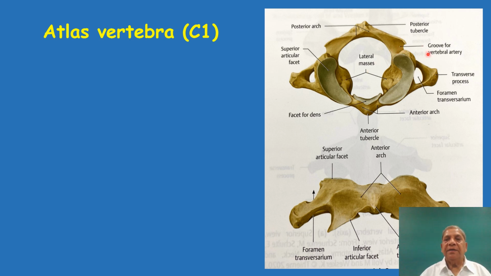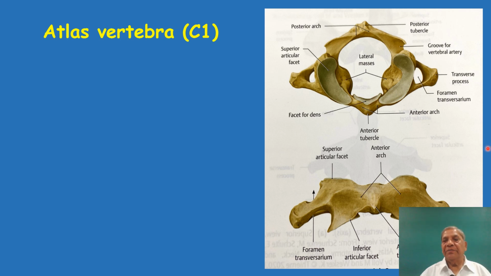Now he can ask you how many joints there are in this vertebra. You can say that on the superior surface it forms the atlanto-occipital joint with the occipital condyle of the skull, and on the posterior aspect of the anterior arch there is a joint, which forms a joint between the dens or the odontoid process and the anterior arch.